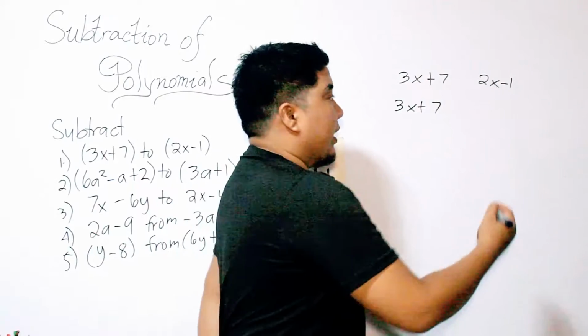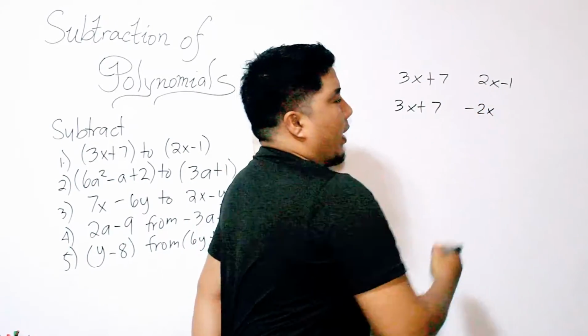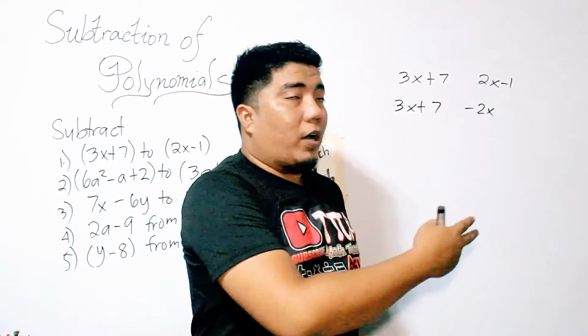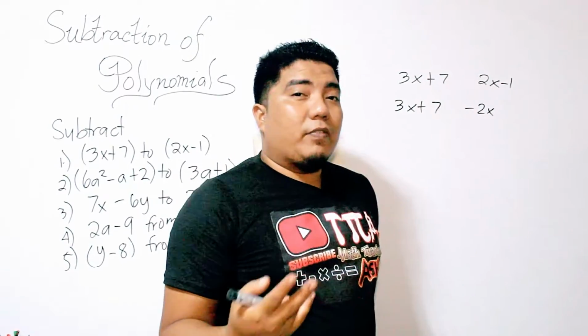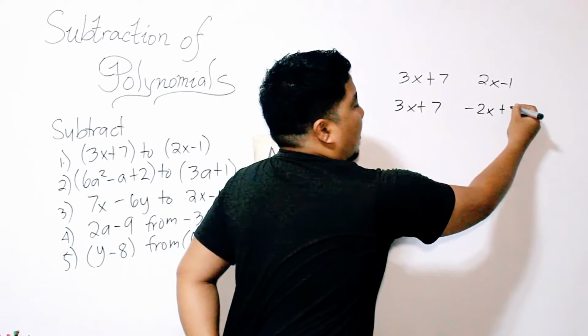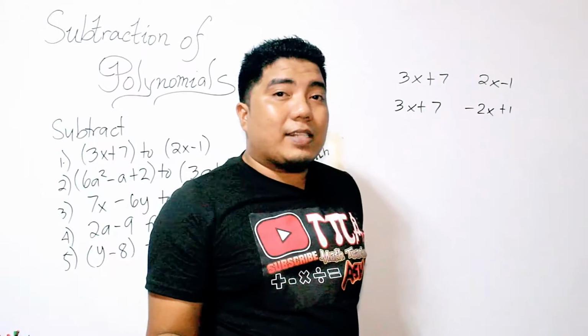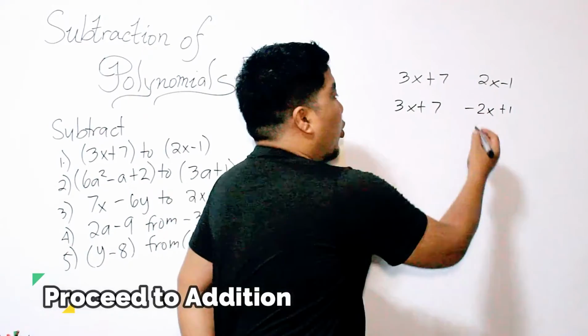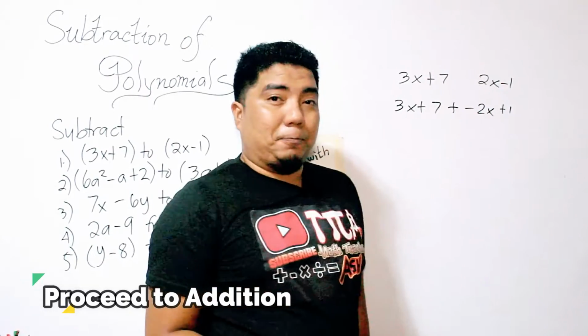The additive inverse is negative 2x. And then, negative 1 or minus 1, the additive inverse is positive 1. So that is positive 1. And then, the next step is to proceed to addition. So you will put plus here.